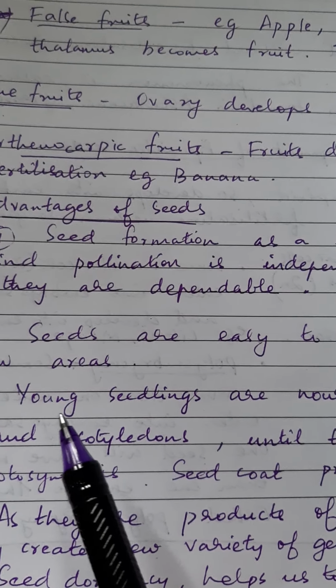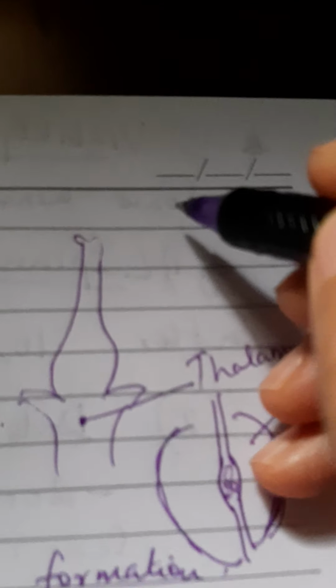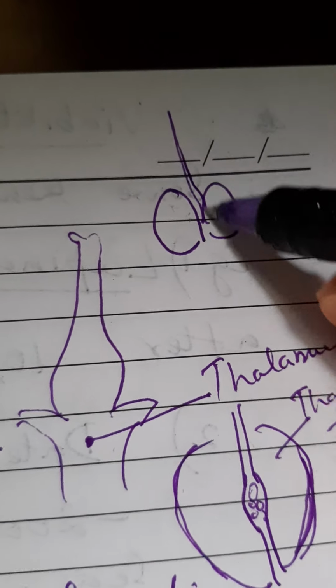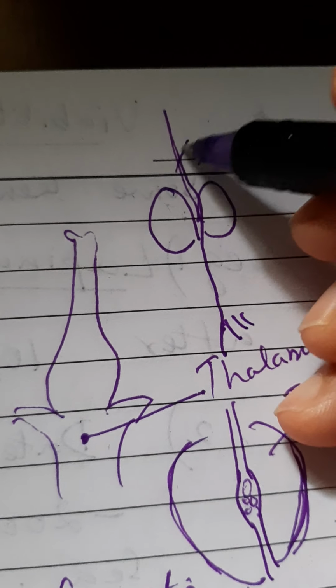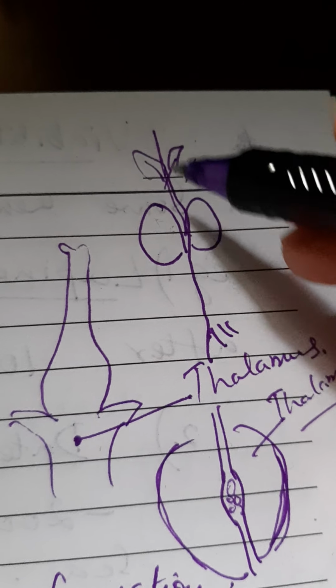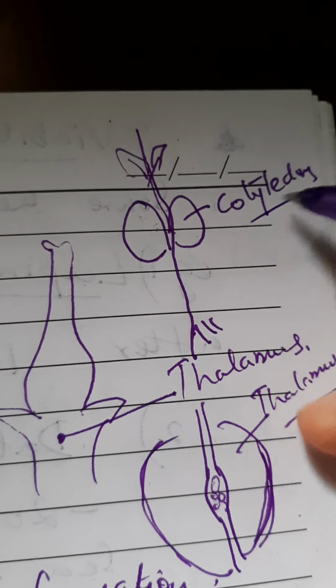Next, what about the young seedlings? The young seedlings will be helped by the cotyledons. So there will be two cotyledons and then the embryonal axis. Until the plant becomes capable of doing photosynthesis, the cotyledons can help the seedlings to nourish.